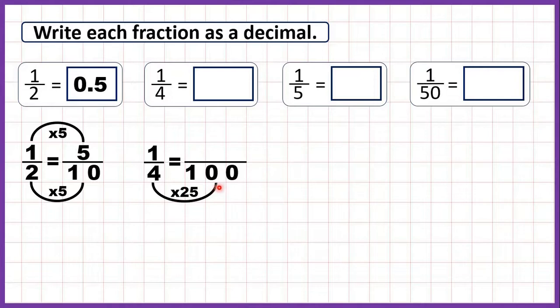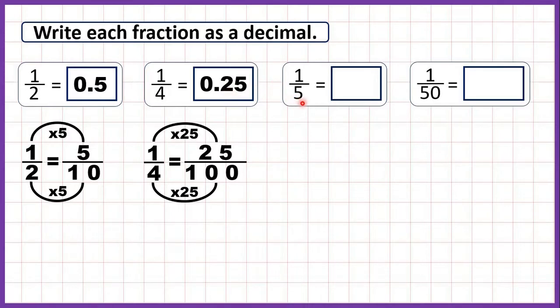4 times 25 is 100, and what we do to the denominator, we do to the numerator as well, and 1 times 25 is 25. So 1/4 is the same as 25 hundredths. So that's 0.25 as a decimal, because remember, if we've got a fraction over 100, we can't go past the hundredths place value, so we can only have 2 digits after the decimal point, which means the 2 gets shifted over to the tenths column.